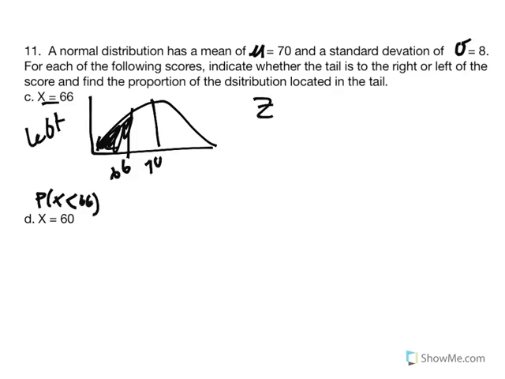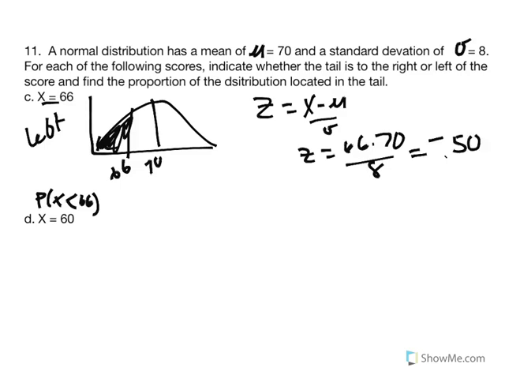We're going to convert that 66 into a z-score using our equation. So z is equal to 66 minus 70 over 8, and we get a z-score of negative 0.50.